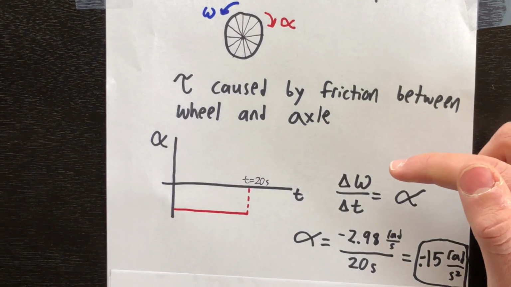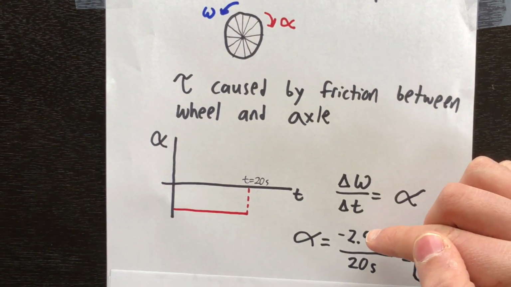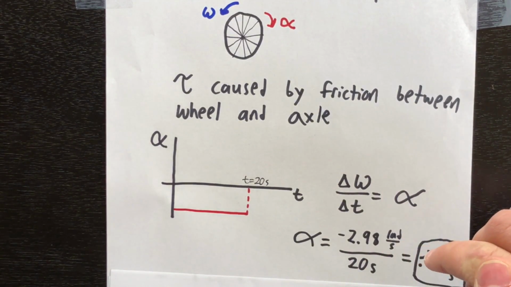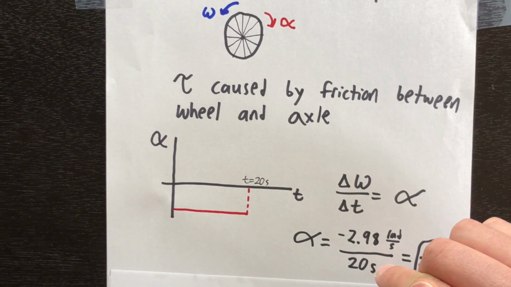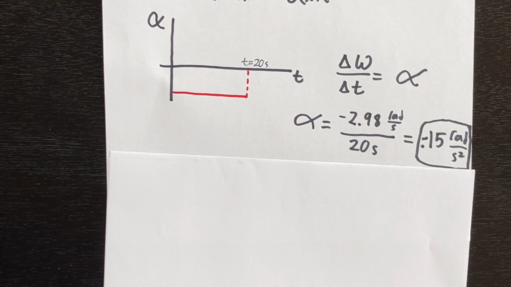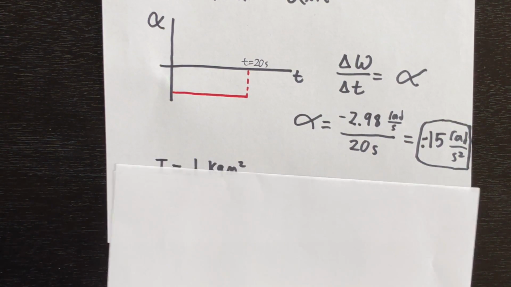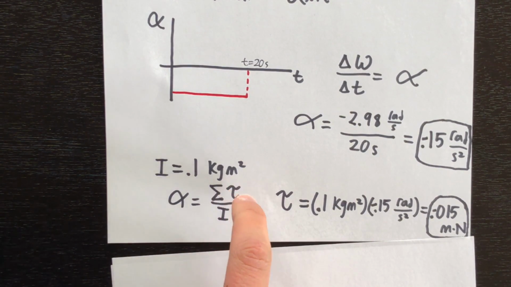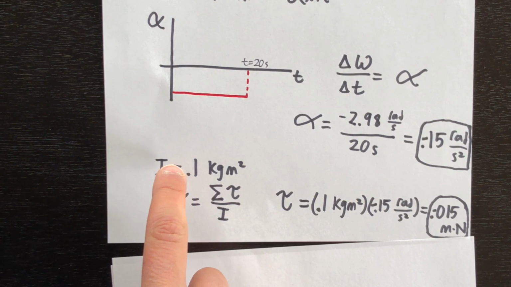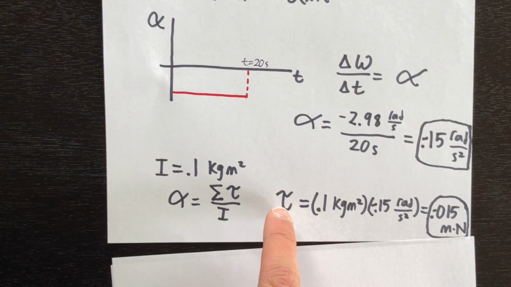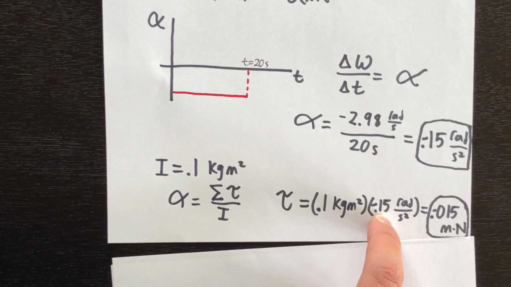We know that the change in angular velocity is negative 2.98 radians per second. Again, negative, because if we're doing final minus initial, it's 0 minus 2.98 over 20 seconds, or negative 0.15 radians per second squared. Now the last thing to solve for is the torque. We know that angular acceleration equals the sum of the torques over I. I of the wheel is about 0.1 kilograms meters squared. The only torque in this case is friction. So if we plug that into the equation, we get that the torque is negative 0.015 meter newtons.